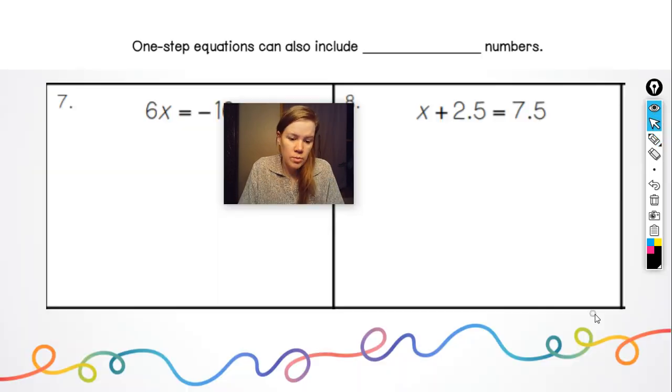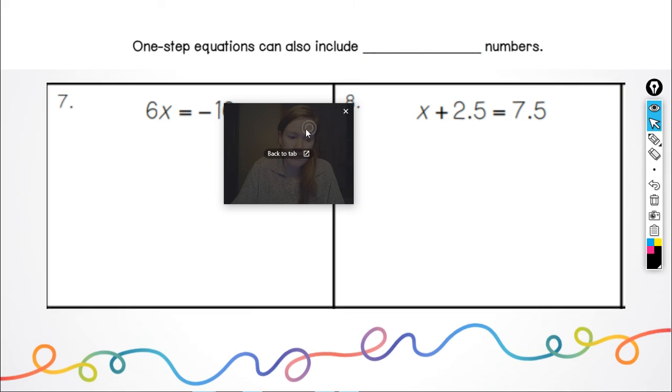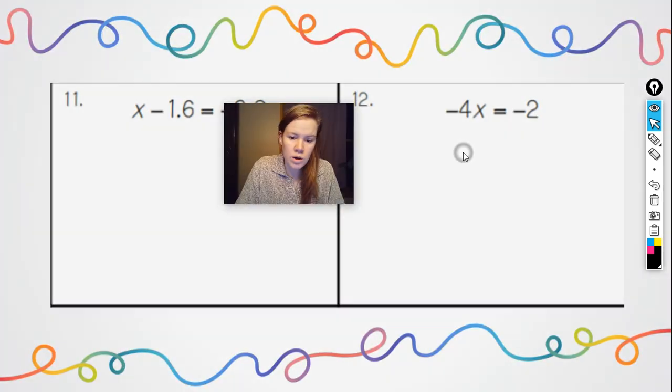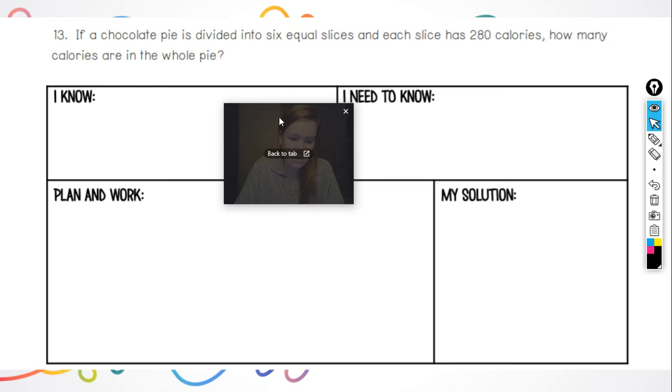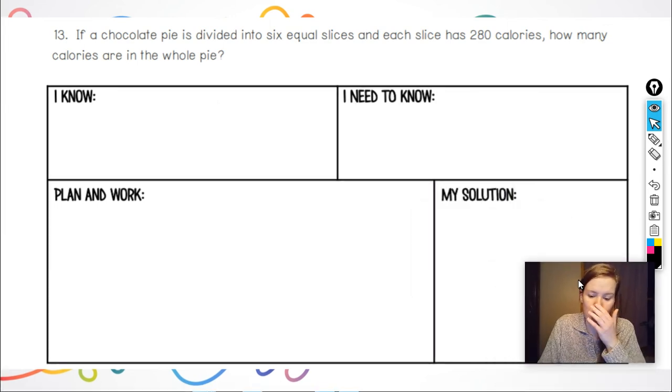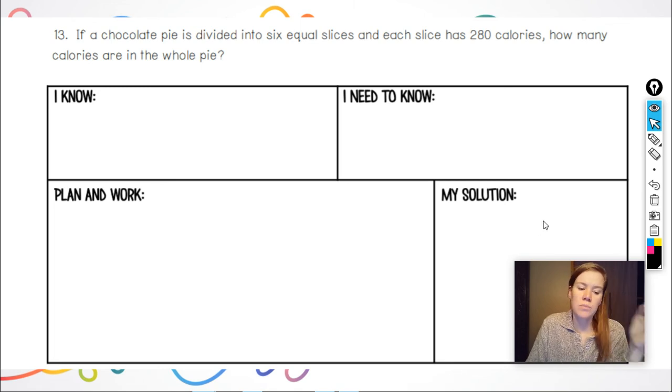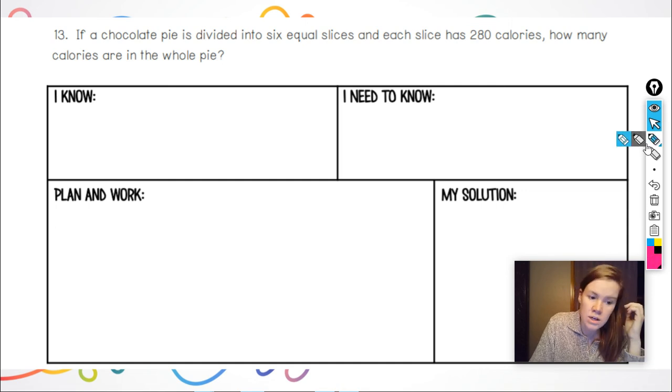Okay, let's do one more problem. Let's do one more problem together. It's on the very bottom. So word problem, and then you're going to move into some practice. So if a chocolate pie is divided into 6 equal slices, and each slice has 280 calories, how many calories are in the whole pie?